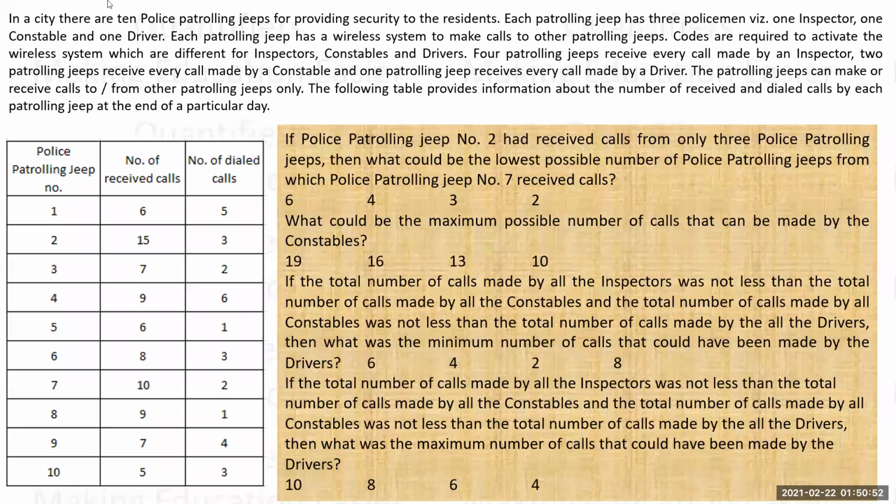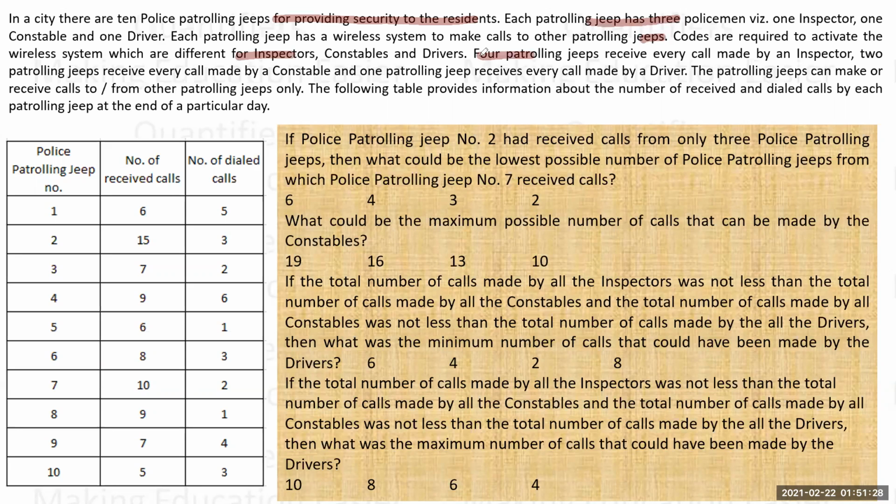Now, let us see what the set is all about. Let's read the set and try to understand it. It says in a city, there are 10 police patrolling jeeps for providing security to the residents. Each patrolling jeep has three policemen, vis-a-vis one inspector, one constable, and one driver. Each patrolling jeep has a wireless system to make calls to other patrolling jeeps. Codes are required to activate the wireless system, which are different for inspectors. So basically, inspectors can make their calls, constable can make their calls, and drivers can make their calls.